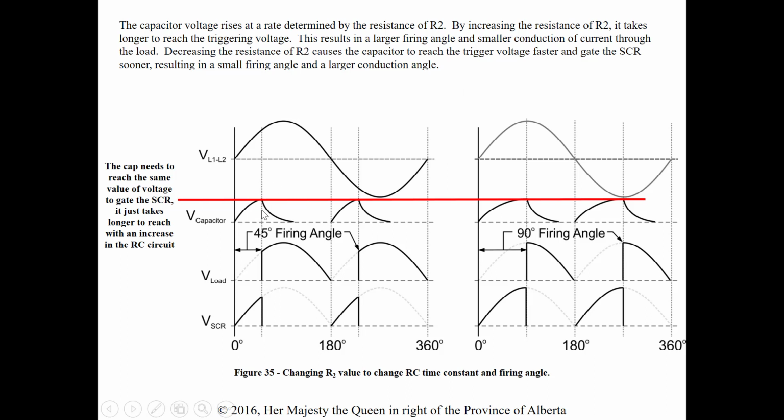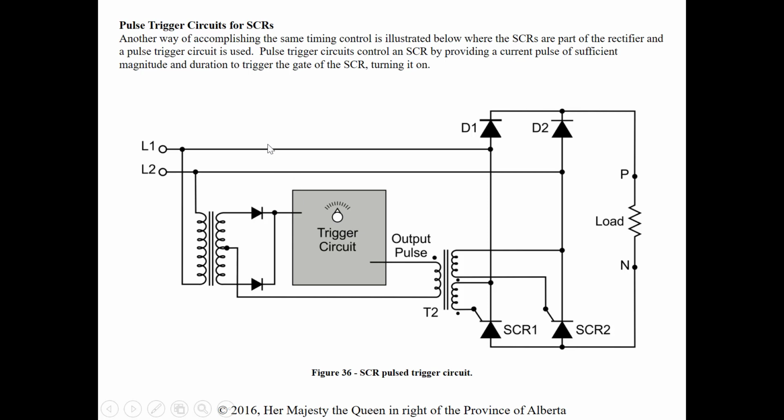In this one, the firing angle is happening at 45 degrees. By increasing the R, it's going to take longer, and we can get up to a 90-degree firing angle. A 45-degree firing angle gives me a larger conduction angle, so my load's going to see more voltage than with a 90-degree firing angle. So that's how we can adjust how much voltage is going to the load based on that RC timing circuit.